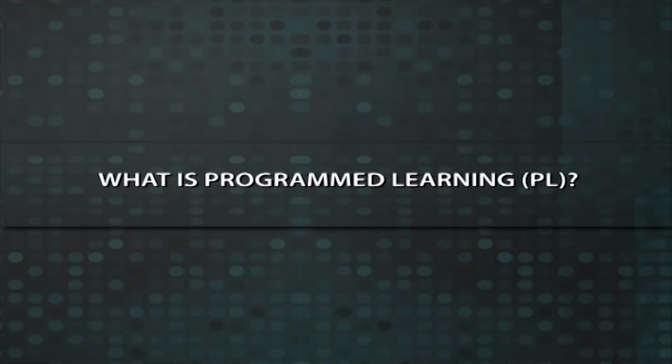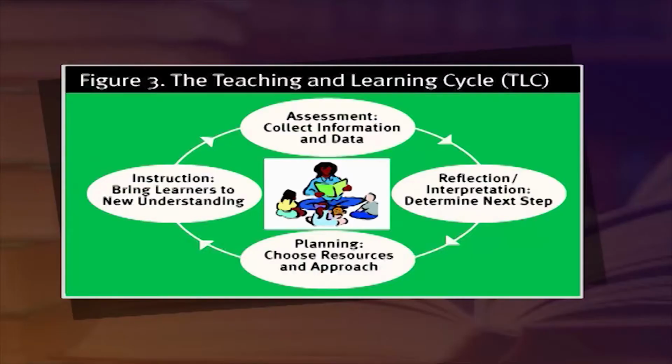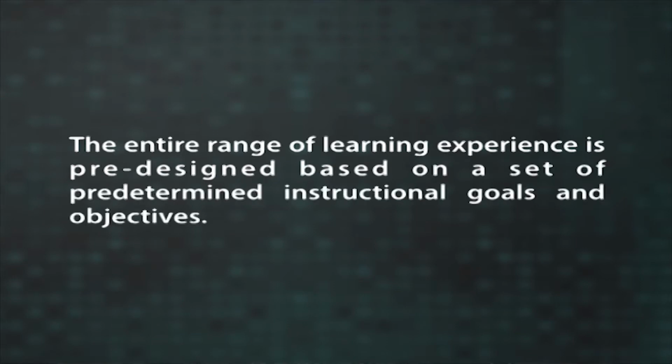What is program learning? Program learning, also known as programmed instruction, is one of the most effective innovations introduced to the teaching learning process. It is a highly individualized and systematic strategy of instruction. It is useful not just in classroom instruction, but also in self-learning and auto-instruction. To put simply, program learning is the instruction provided by means of program learning materials. The program used in this method is designed and sequenced, anticipating the responses of students in the teaching learning process. Thus, the entire range of learning experience is pre-designed based on a set of predetermined instructional goals and objectives.